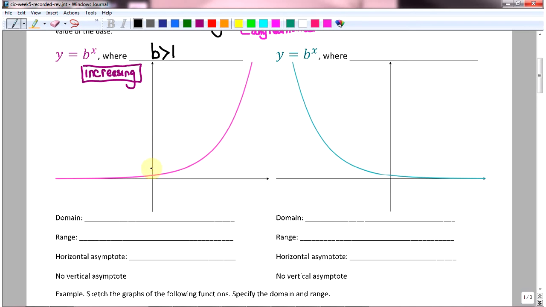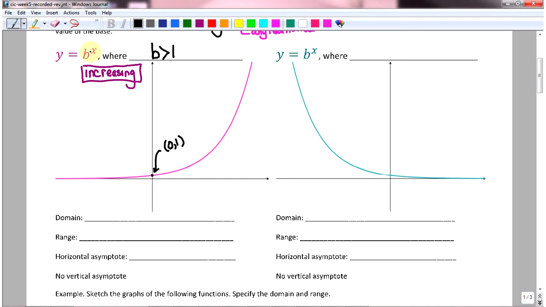Now this graph has a y-intercept, and remember to find the y-intercept, you set your x equal to 0. If I plug 0 in for x, we're going to have b, which is just a number, raised to the 0 power. And anything raised to the 0 power is equal to 1. So we'll have a y-intercept at the point (0, 1).